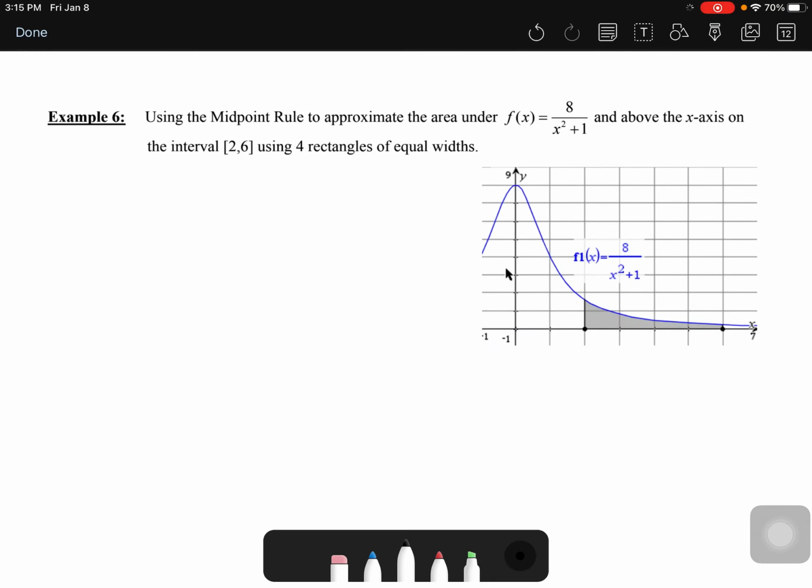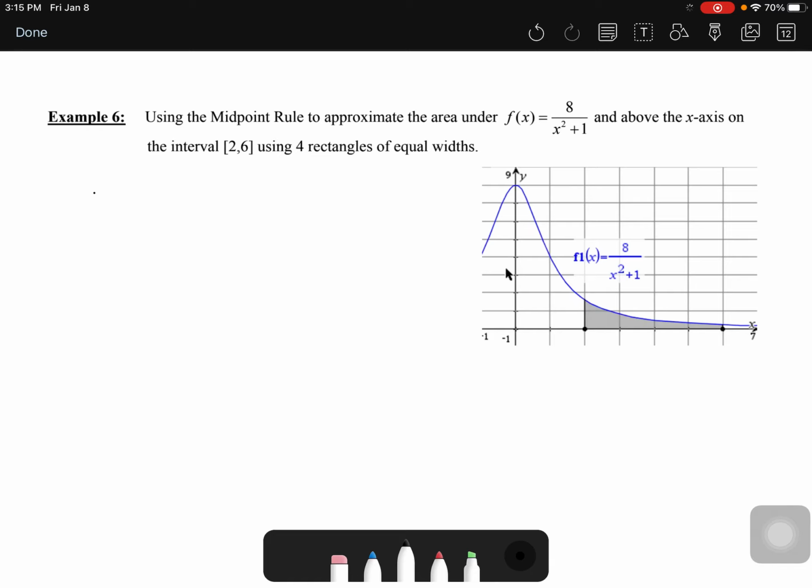Okay, I think this will be the last one that I do in this video, and then we'll finish up the last examples in the last video. So here it says, using the midpoint rule, approximate the area under that curve and above the x-axis on that interval from 2 to 6 this time, using 4 rectangles of equal width.